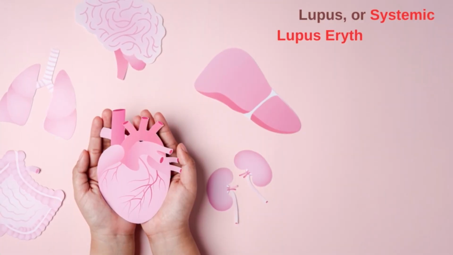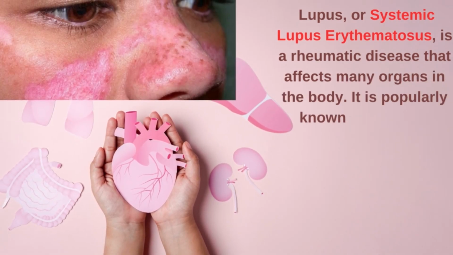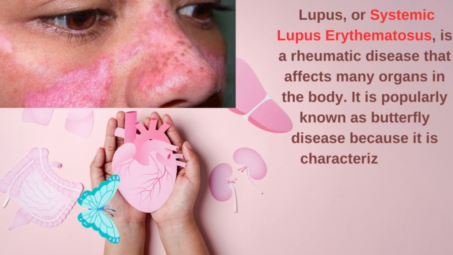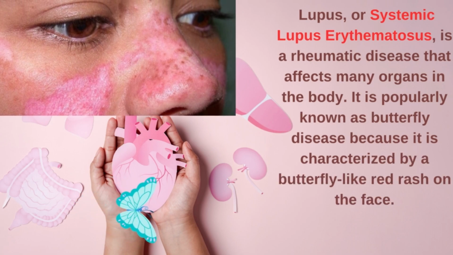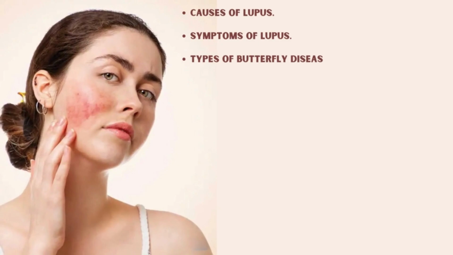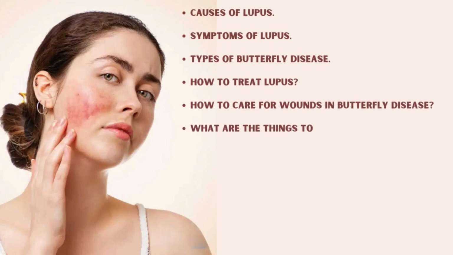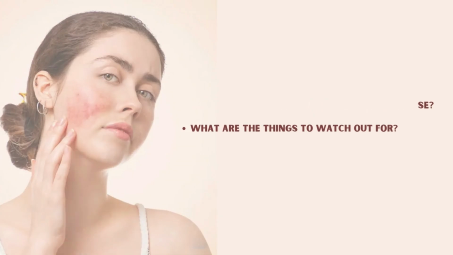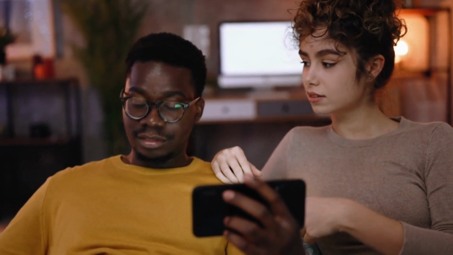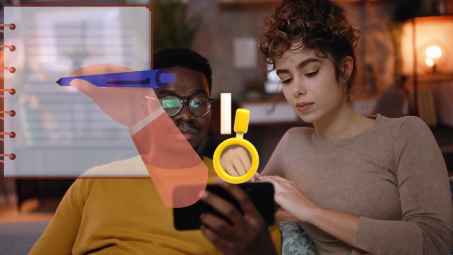Lupus, or systemic lupus erythematosus, is a rheumatic disease that affects many organs in the body. It is popularly known as butterfly disease because it is characterized by a butterfly-like red rash on the face. For you in this video, we have covered important topics such as the symptoms of lupus, types of butterfly disease, how to treat lupus, how to care for wounds in butterfly disease, what to watch out for, and the causes of lupus. We therefore recommend that you watch the video to the end and take notes. Let's start if you are ready.